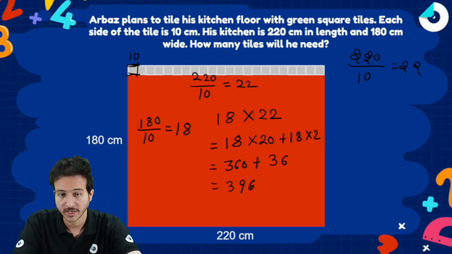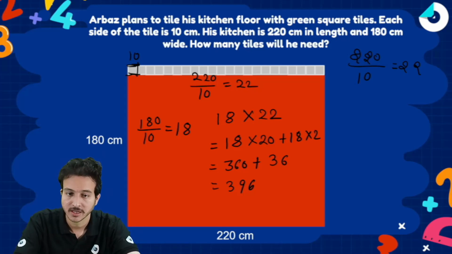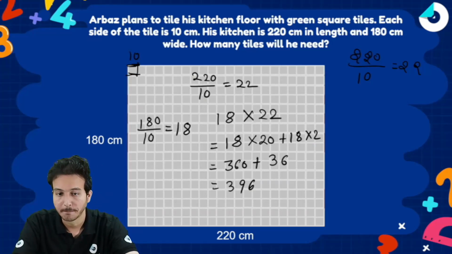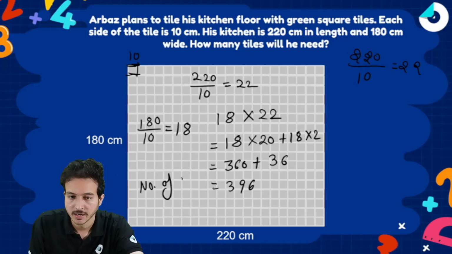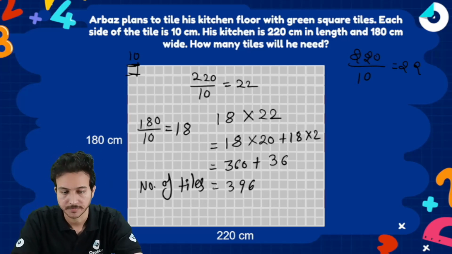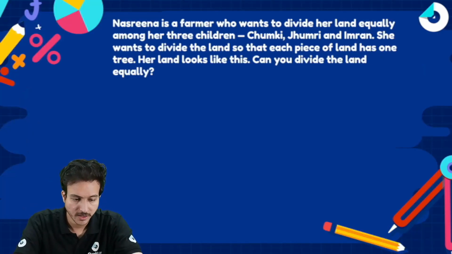So this 396 is the total number of tiles needed. You can also see, if we put tiles along the length and start putting, we can completely cover it, and the answer comes out to be this 396, the number of tiles needed to completely cover it. So without any further delay, let's move on to the next question.